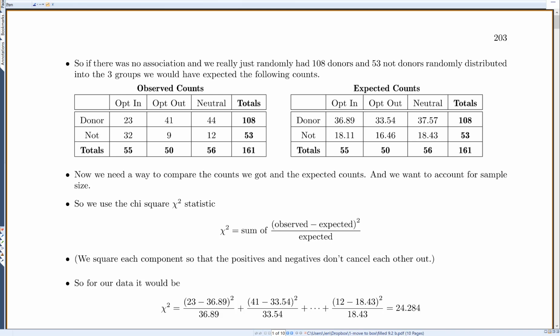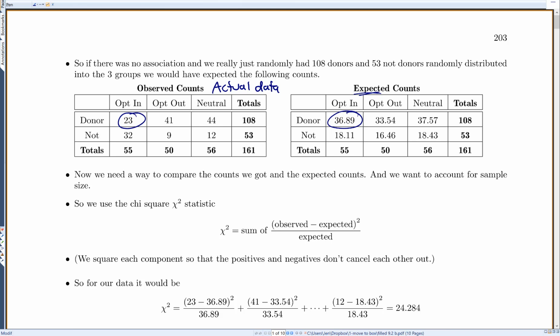So if there was no association and we'd really just randomly had 108 donors and 53 not donors, and we randomly distributed them into the groups, we would have expected these following counts. Okay, so here's our observed counts. That's our actual data. And then in this other table, we have our expected counts. So we got 23 donors in the opt-in group, but if they were all just randomly distributed, we would have expected 36 or 37 people being donors. Again, if there was no association, it's like we just randomly put them all into groups.